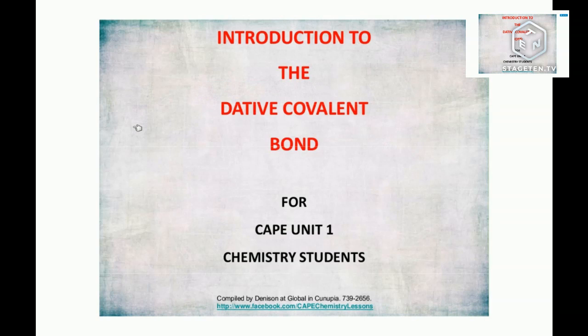Great, you all know what a bond is, what a covalent bond is. Now, in a covalent bond, you have the sharing of one electron coming from each atom. So a covalent bond normally has a sharing of one electron coming from each atom.